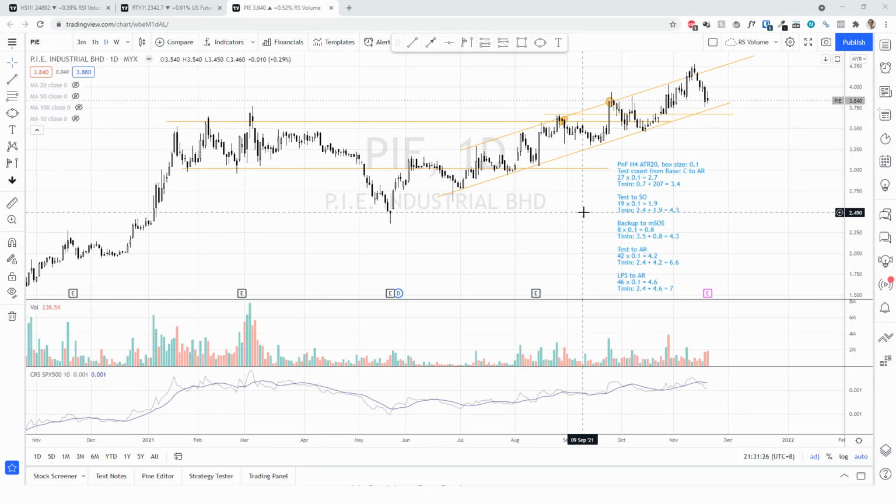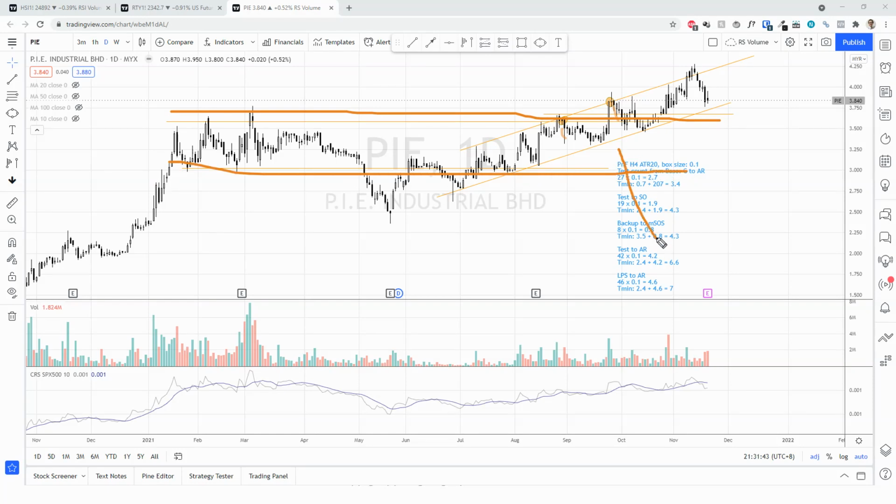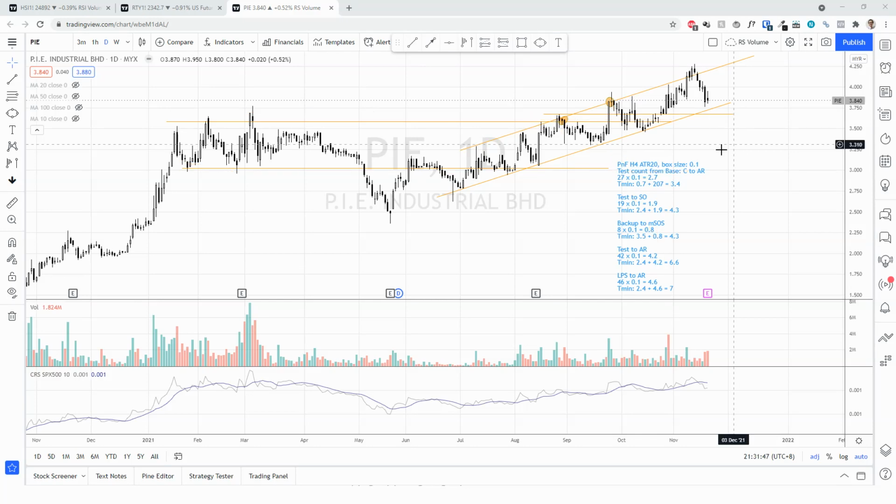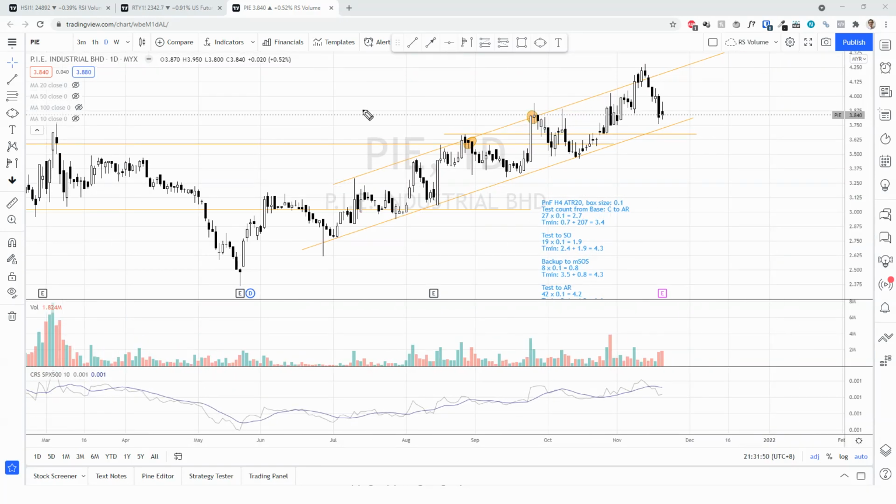Okay. So I covered PIE a few times here and here. I talk about this as a position trading candidate, or an investing candidate. So pretty much that is still within the uptrend. You can see that it's a very nice up channel, and it's still traveling very nicely. This is the overbought of the channel.